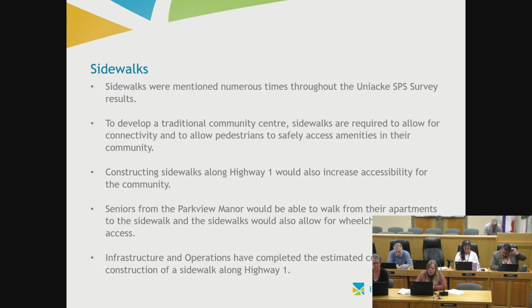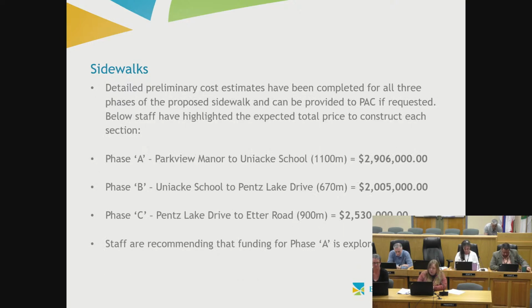Infrastructure and operations have completed an estimated cost for the construction of a sidewalk along Highway 1. So, basically, Phase A, that would be Parkview Manor to the UNIAC School, is $2.9 million approximately. Phase B, UNIAC School to Pence Lake Drive, $2 million, and Phase C, Pence Lake Drive to Etta Road, is $2.5 million. And staff are recommending that funding for Phase A is explored.